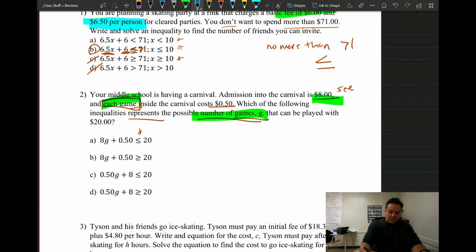Well, if we look at this one, 8 is with the G right there and right there. So no, that's no bueno. Now, 50 cents, 50 cents each game. Both of these have that. And then the 8 is by itself on both of them. Good. So the only thing that we can look for is the keyword for the sign. Are we using less than or equal to 20 or more than or equal to 20? Well, if we have $20, I cannot go over $20, so my answer has to be C.